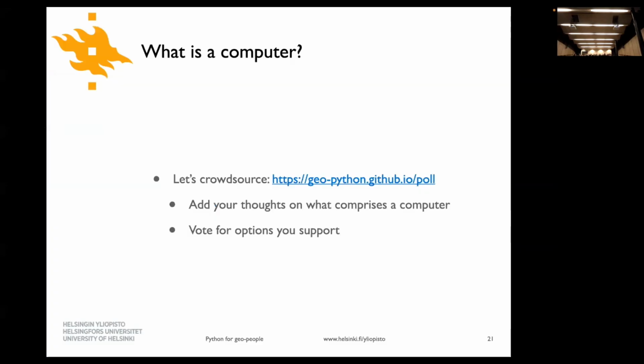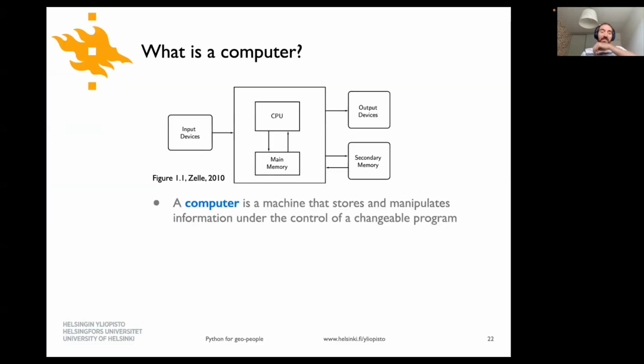Then if we just continue from here, your definition was actually pretty close to the definition that I would take out of a computer science textbook, and that is a computer is a machine that stores and manipulates information under the control of a changeable program. So if you strip this down to its most basic elements, this is what a computer would look like, where you have some kind of input device. For me right now, it'd be my trackpad, the microphone, maybe the video camera, and my keyboard. Those would be my input devices.